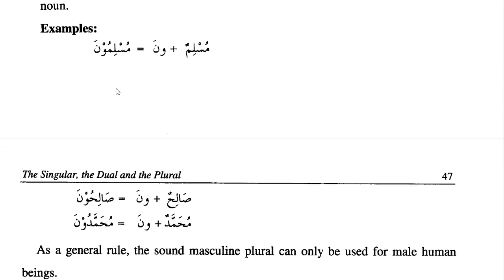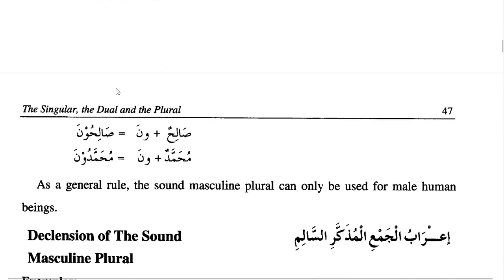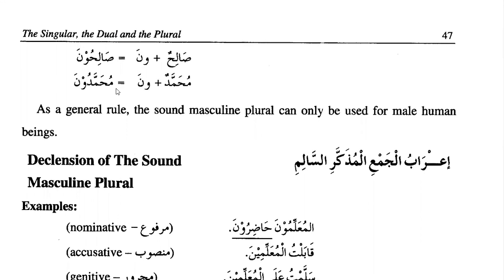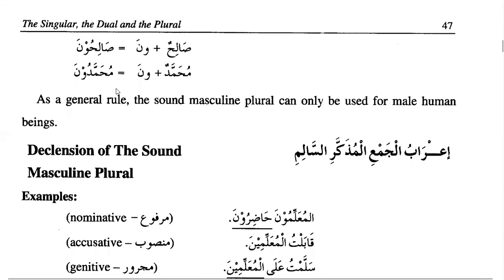The singular, the dual and so on. Salih plus waw and nun is equal to Salihuna. Muhammad plus waw and nun is equal to Muhammaduna. As a general rule, the sound masculine plural can only be used for male human beings.